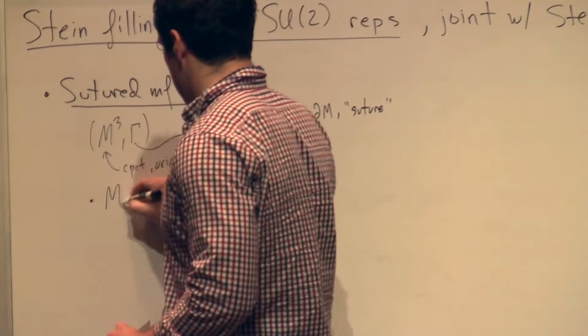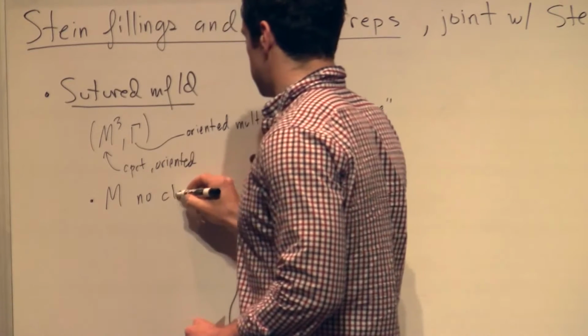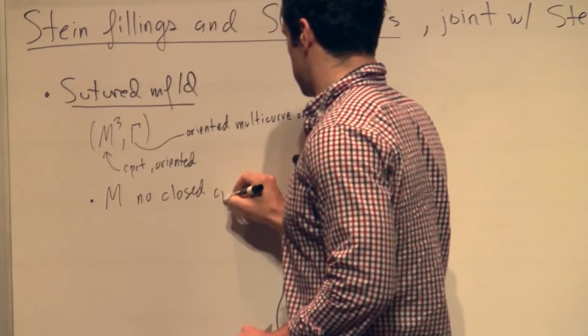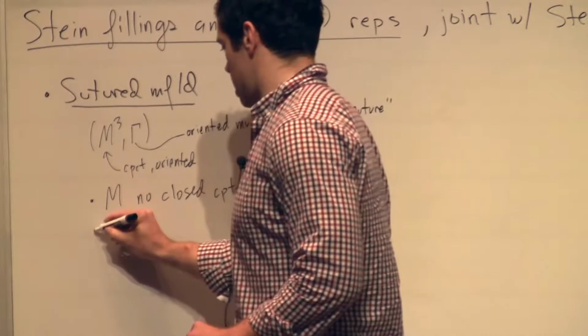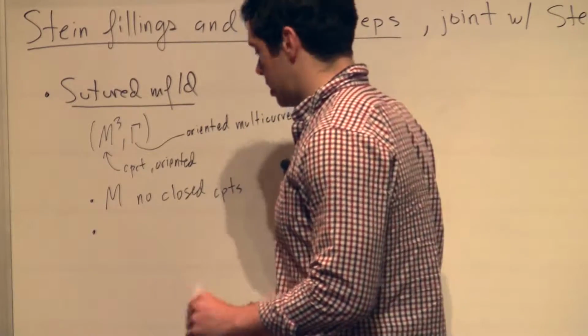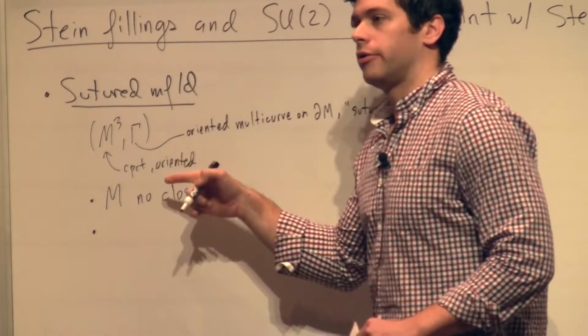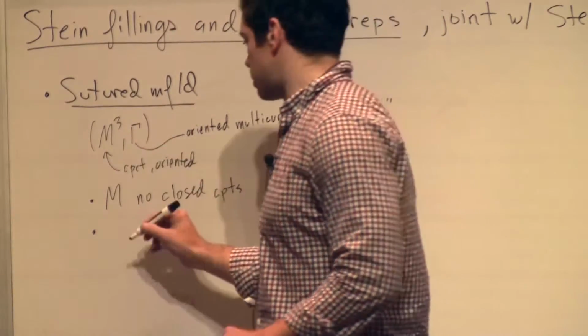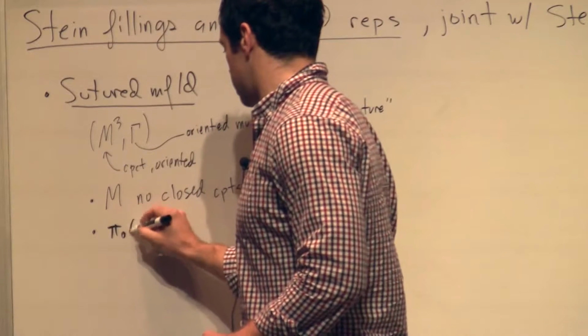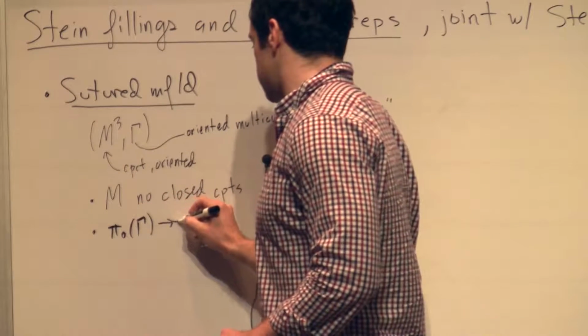So one is that M has no closed components. The second is that every component of the boundary of M contains part of the suture. Another way of phrasing that is that pi 0 of the suture surjects onto pi 0 of the boundary.